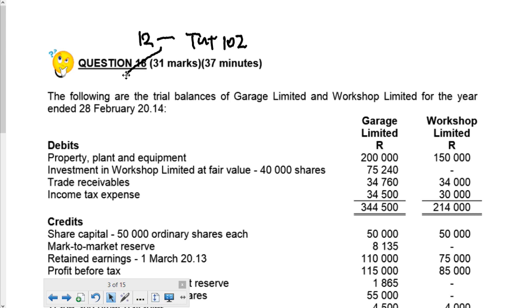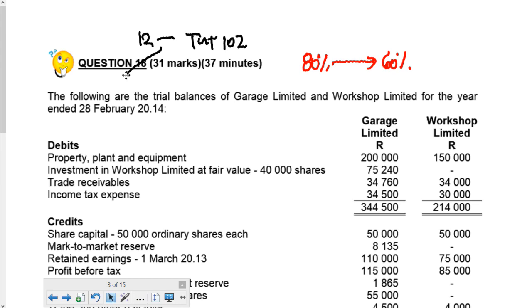We had 70 and now we've got 80. And this question, we had 80 and now we have 60. So this question 12, we have 80%, which becomes 60%. It's a disposal, but no change in control.